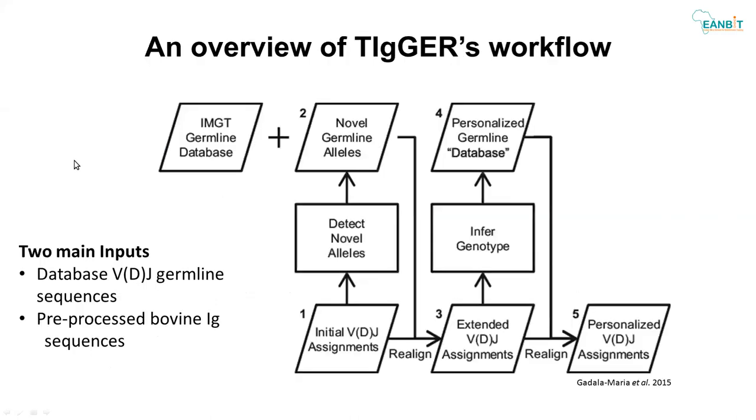TIgGER: this is an overview workflow of how TIgGER discovers novel alleles. It's a bit different from IgDiscover, with two inputs, the database and preprocessed bovine IG sequences. First, in the initial assignment, it uses IMGT to assign the VDJ. Then it detects novel alleles using mutation patterns. Once TIgGER gets the novel alleles, it combines them with the germline database to extend your assignment. Then it tries to infer the genotype to get your personalized VDJ assignments.